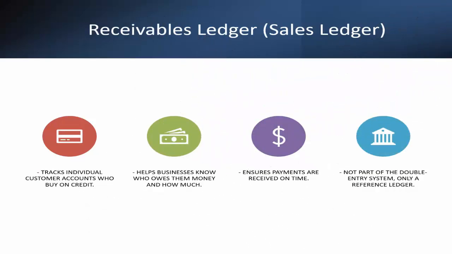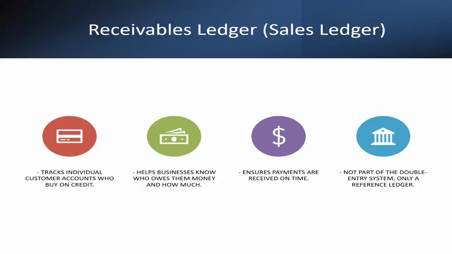Receivables Ledger, Sales Ledger, the business's personal tracker for credit customers. All right, let's zoom in on one of the most critical ledgers in accounting, the Receivables Ledger, also known as the Sales Ledger. Now imagine you own a business that sells products or services on credit. You let customers take their purchases today, and they promise to pay later. Sounds great, right? But here's the catch. How do you keep track of who owes you, how much they owe, and when they need to pay? This is exactly why we have the Receivables Ledger.